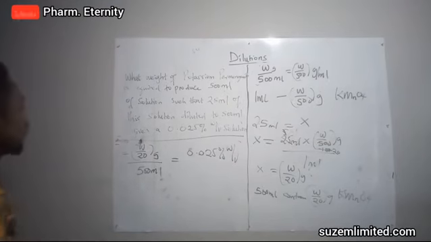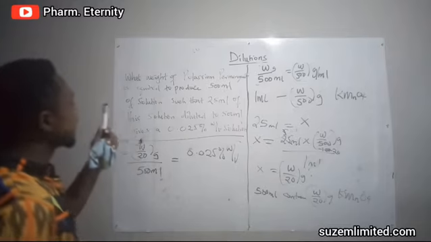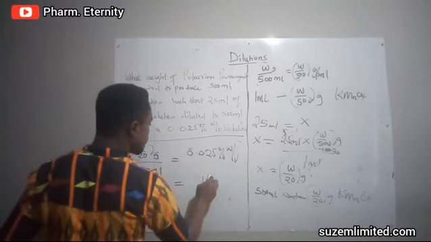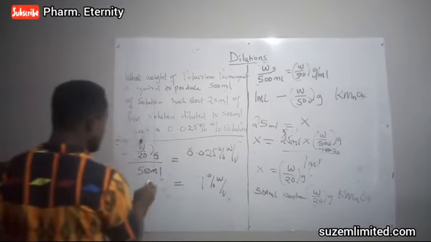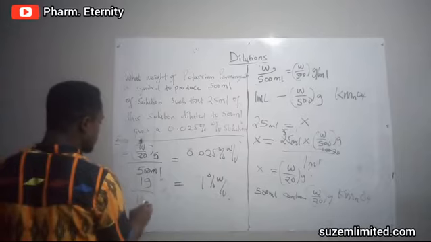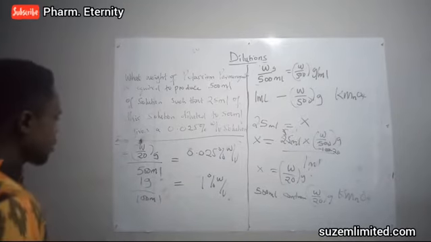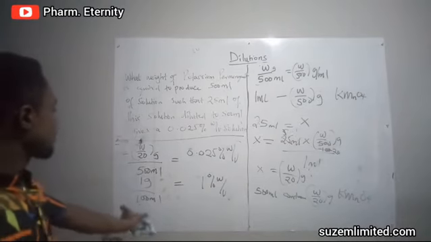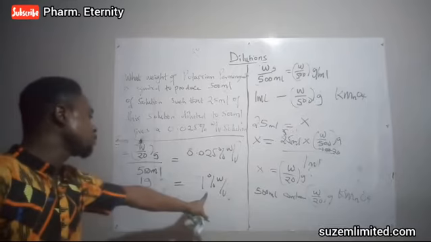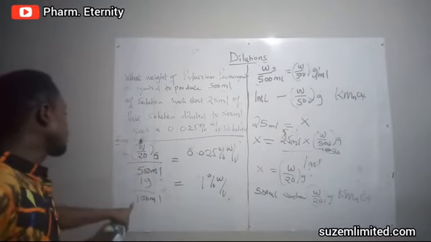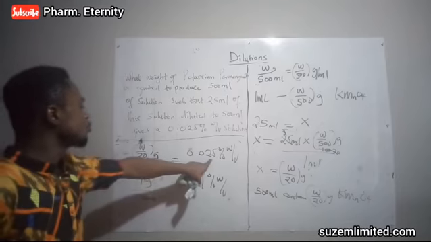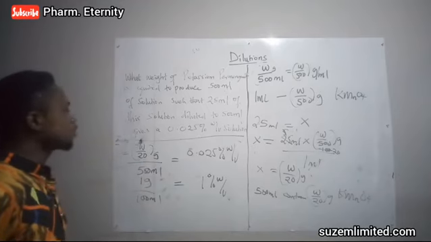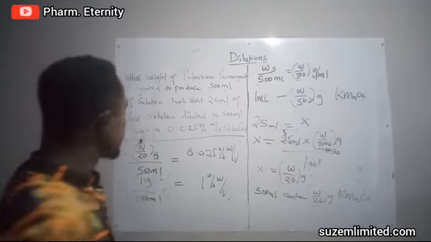Now, another thing we need to put in place is that remember that 1% weight per volume is the same as 1 gram over 100 ml. So we can now cross multiply to solve for W. We have set up a proportion using this already known fact that 1% weight per volume is equal to 1 gram over 100 ml, and 0.025% weight per volume of this solution is W over 20 gram over 500 ml. So let's solve for W.